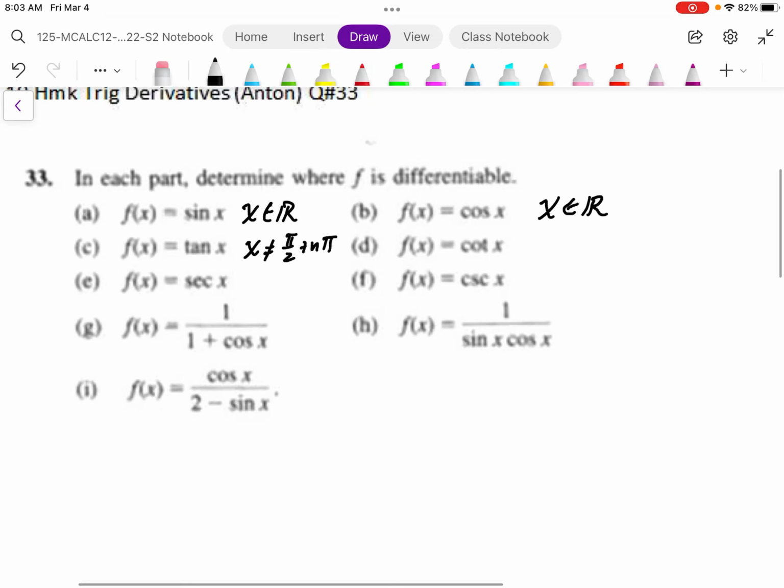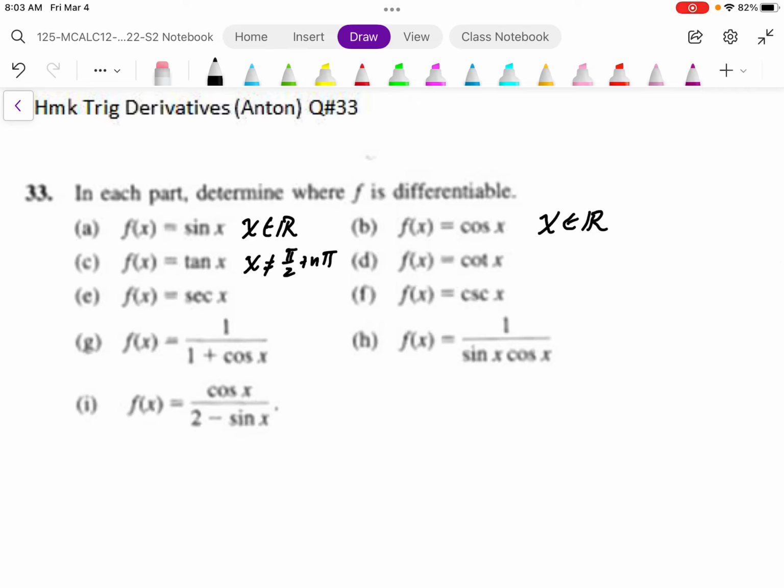For cotan, it's the same thing. However, for cotan, those asymptotes happen at 90 degree shift intervals. So it's going to be at 0, pi, etc. So it's going to be n pi.